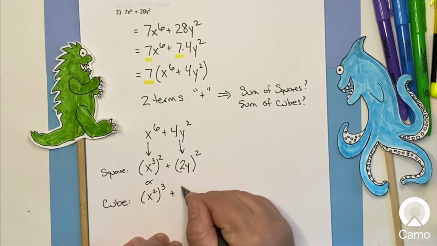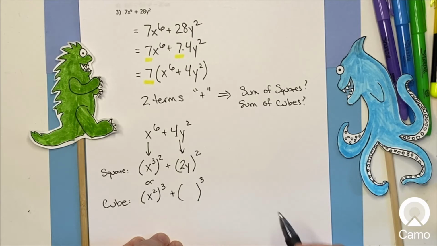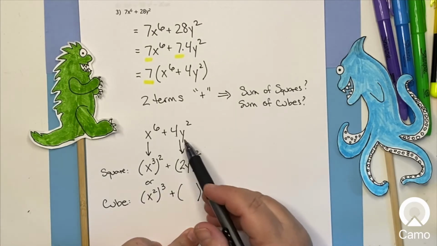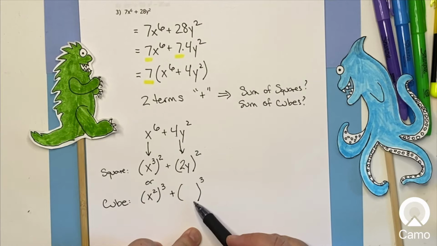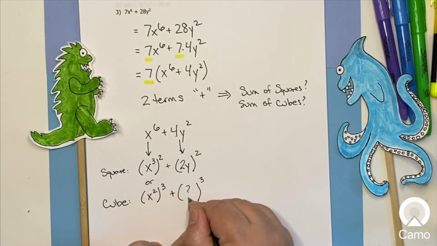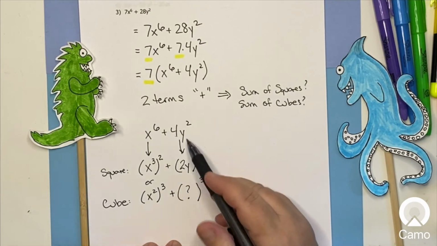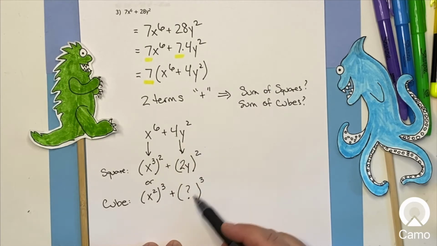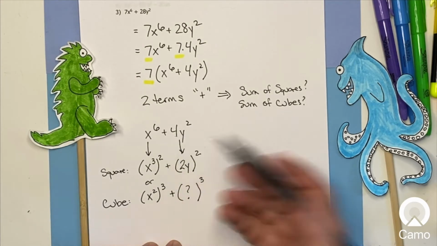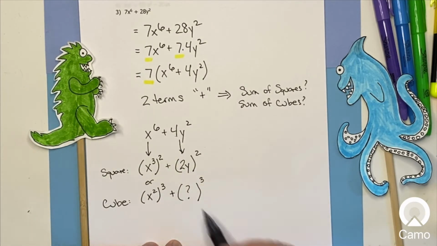But is it a cube? And the answer is, well, here's the thing. In math, there are many answers. Technically, I could write it as something cubed. However, it's not something nice, right? Y squared is not something cubed. 4 is not a perfect cube. Now, could I write something here? Yes, but it would be a mess and it would not be helpful.